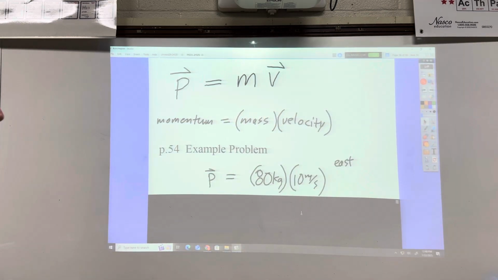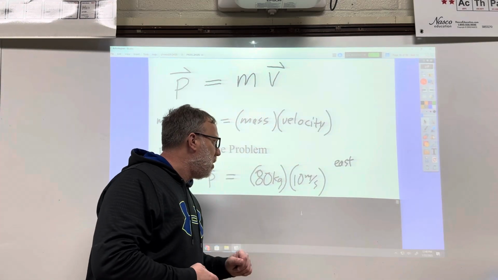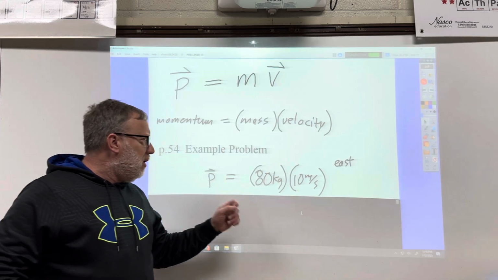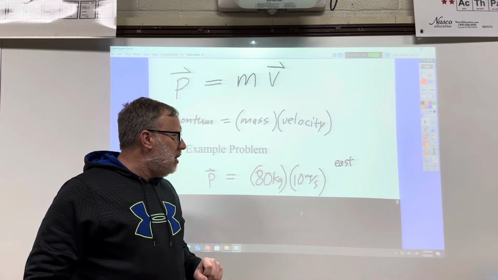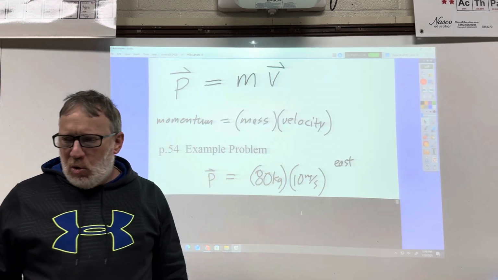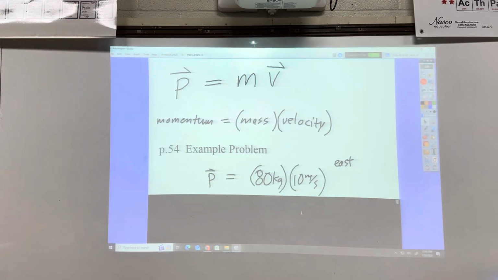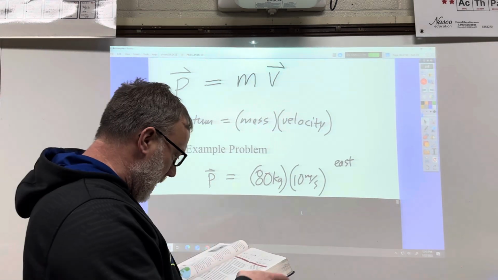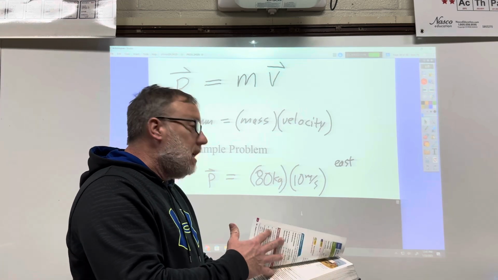And there's a problem. Guess what? Every time we have an equation, there's a problem. On page 54, 80 kilograms times 10 meters per second east gives us a momentum. So you should be on your paper right now, and there are questions to do. You need to read section 2.